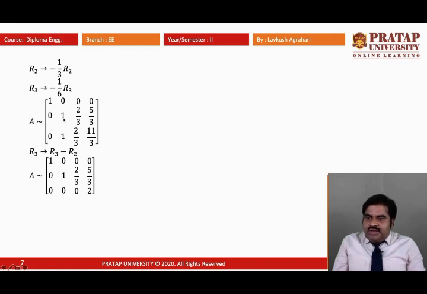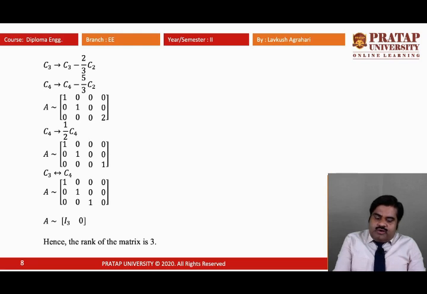Now, if we check the elements, 1 is the same as 1, 2 by 3 is the same as 2 by 3. So we can do one thing, we can subtract R2 from R3. The operation is written as R3 is replaced by R3 minus R2. By this operation, the elements a32 and a33 become 0.